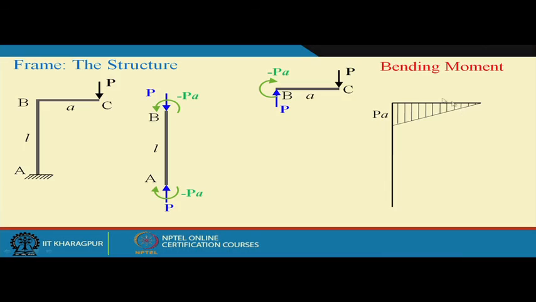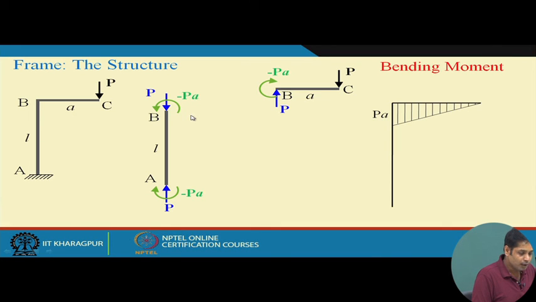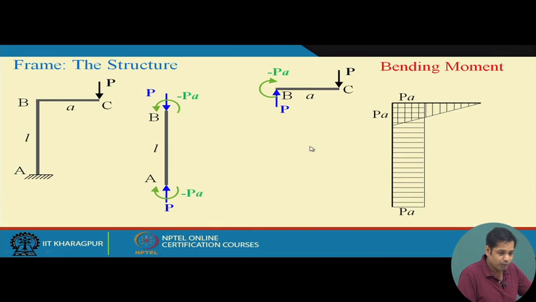Now, this is our sign convention. So this is minus PA. What would be the compression side? This side will be the compression side, because it is minus PA, and the tension side will be this side. So, for this part, the bending moment will be this, and this bending moment is constant throughout. So, this is the bending moment diagram of this frame.